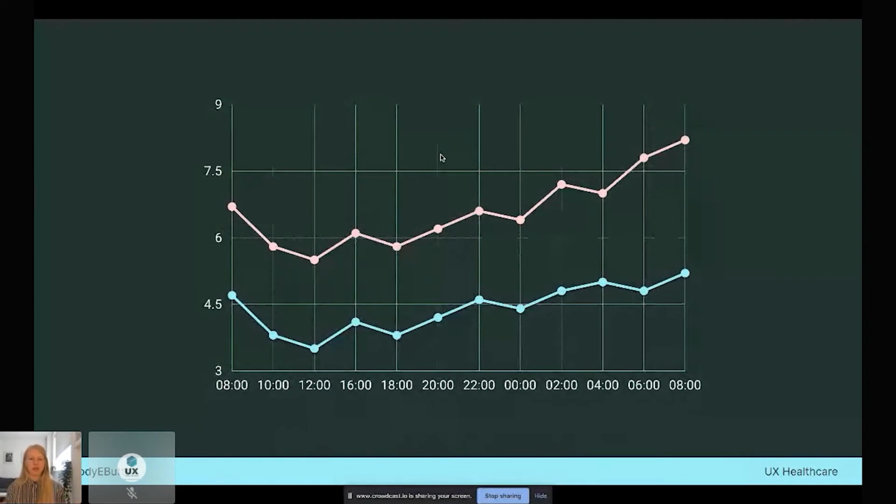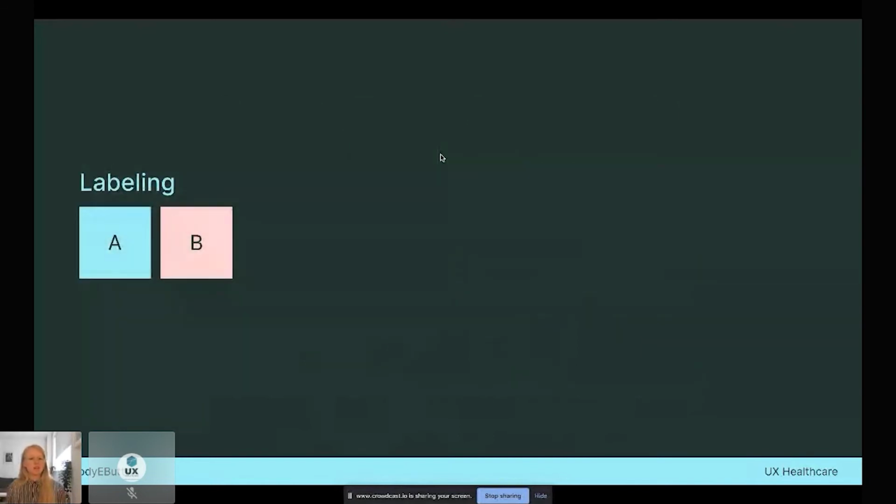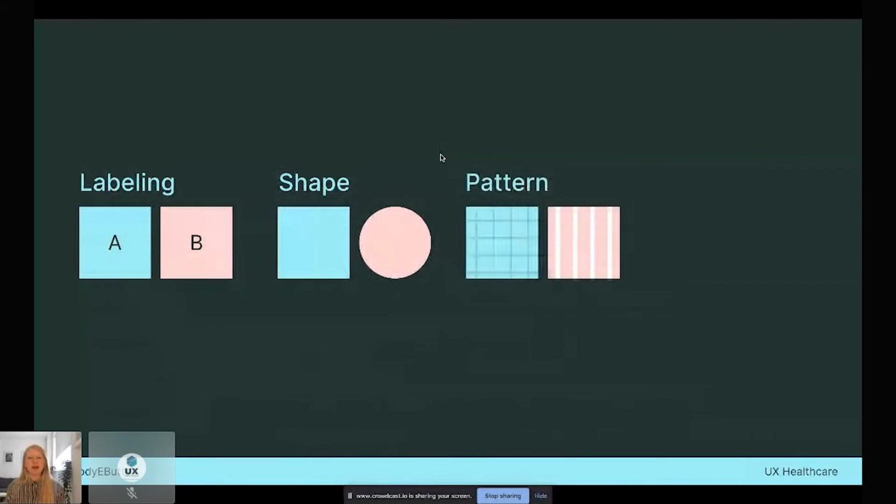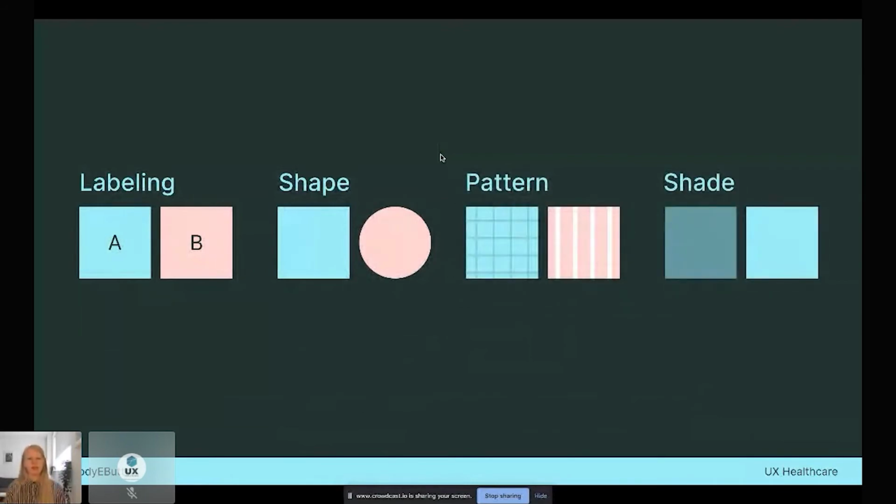So in principle, that makes sense. However, it's not enough to rely on color alone to communicate some type of information. So a few different methods that we can use to add to color are direct text labeling, shape, especially in line graphs, pattern, and shade. And I'll talk about that again in a few slides.